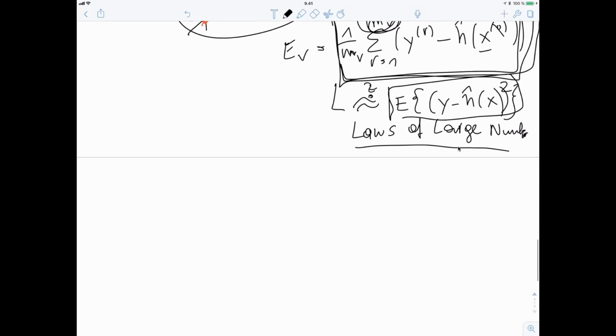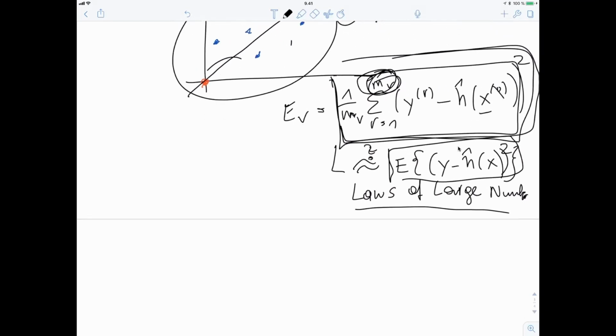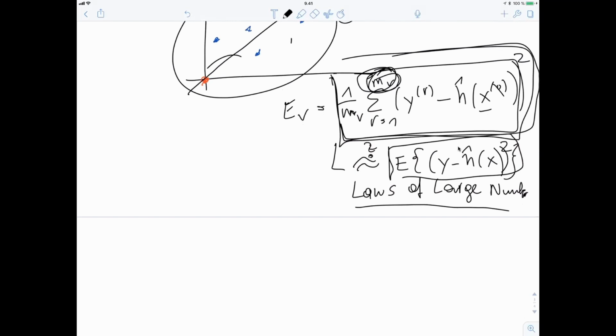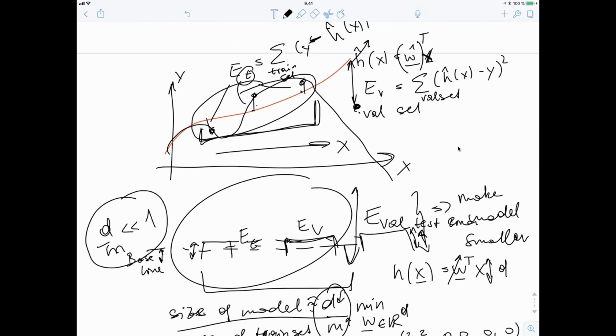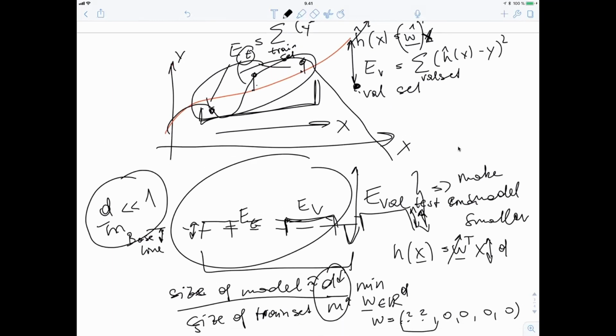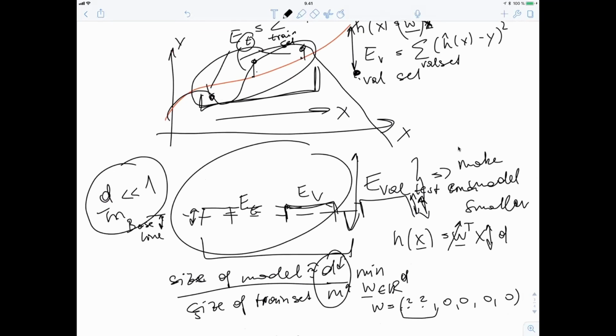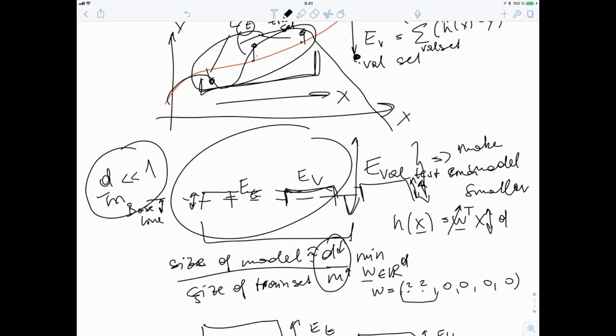Sometimes it might be more convenient to do something else than validation. So this is a discrete process. We start with a model, we train the model on a training set, compute the validation error, and compare training and validation error. Based on this comparison, we choose another model, we make the model smaller, or we use more training data. In the end, the goal is to meet this condition: the size of the model divided by the number of data points is smaller than 1.